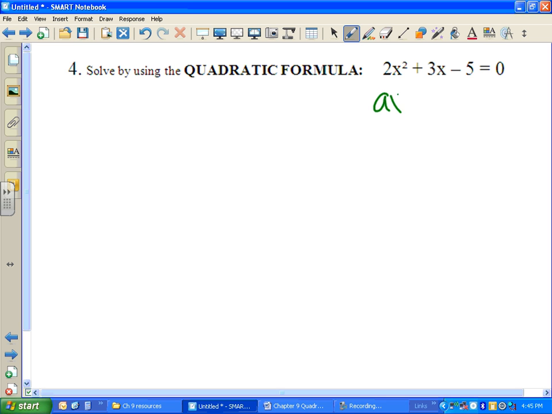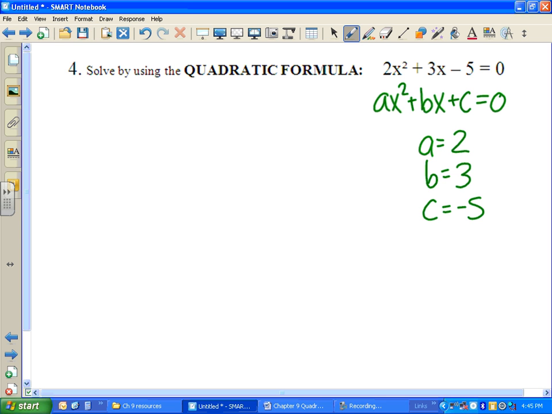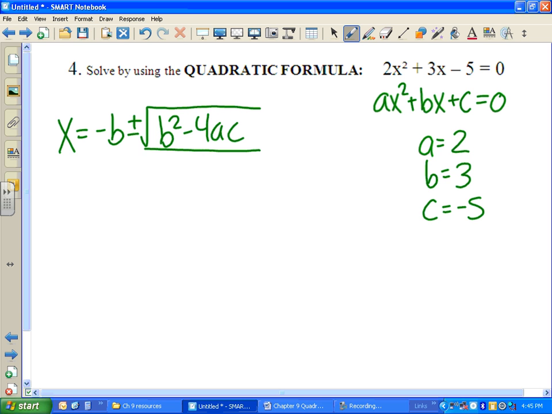Is everything in that order that I told you that I love to have everything in that particular order? Is the C last, the B in the middle, and the A at the beginning? Yes, it is. So A is 2, B is 3, C is -5. Now we're going to plug it in. Quadratic formula is x equals -b plus or minus the square root of b squared minus 4ac all over 2a. There's your formula.